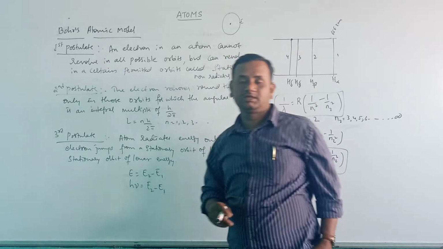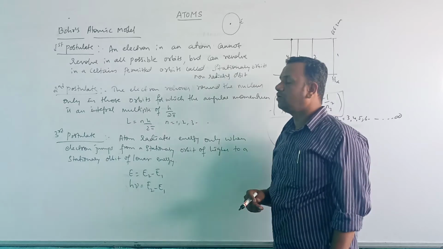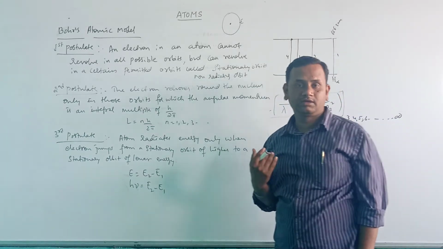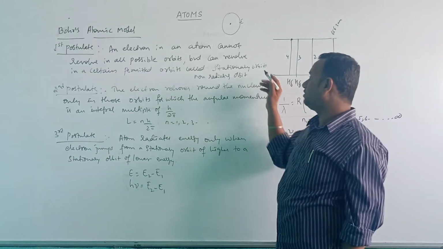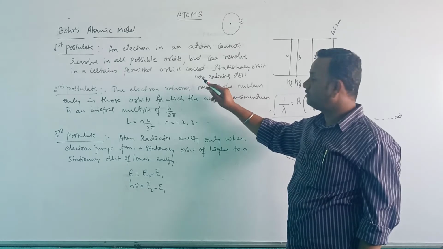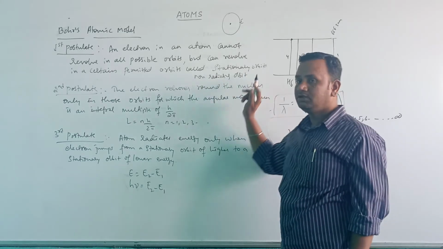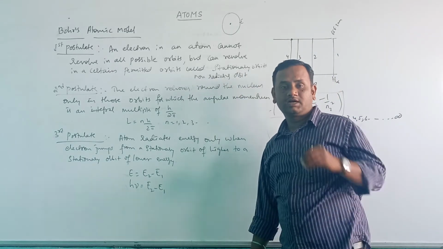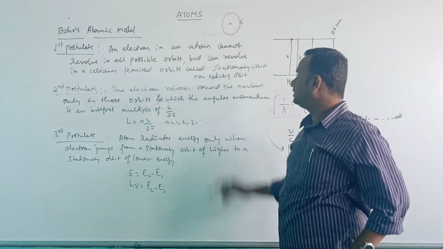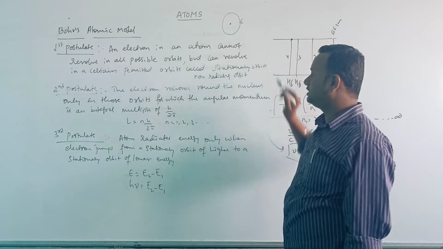Stationary orbit is an orbit where the electron does not radiate its energy while revolving. Such an orbit is called a stationary orbit, and it is also called a non-radiating orbit, where the electron remains in a stable orbit.